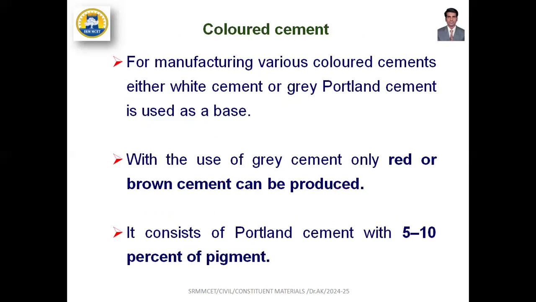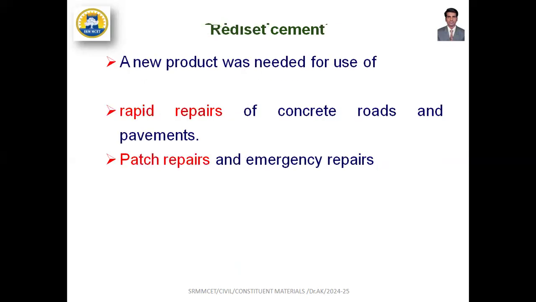Next one is colored cement. Usually the normal cement is grey in color. For aesthetic purposes, we use colored cement. Colored cement can be obtained by adding pigment content in such a way that the pigment percentage ranges from 5 to 10%. By adding colored pigment, we can get red cement, brown cement, and so on.